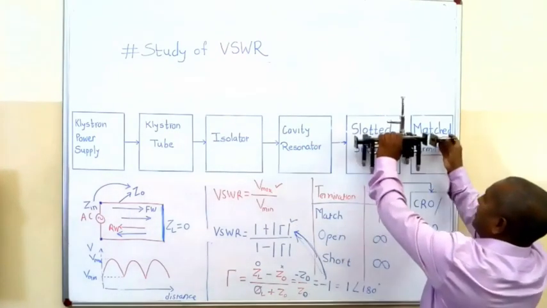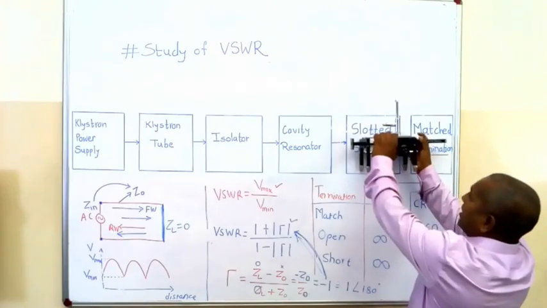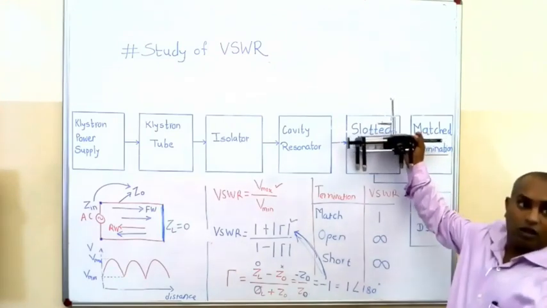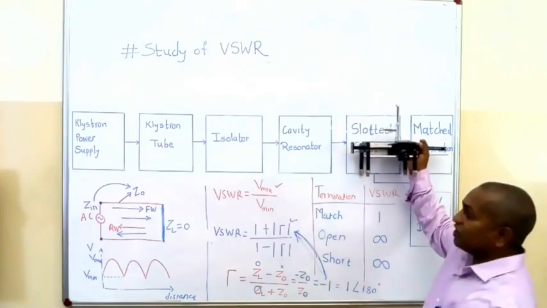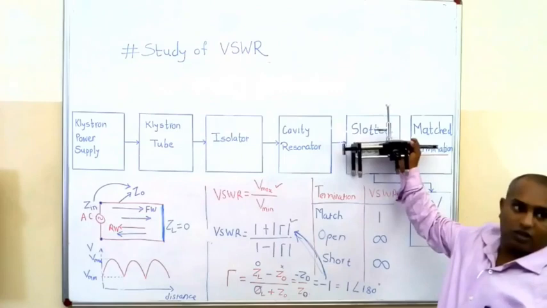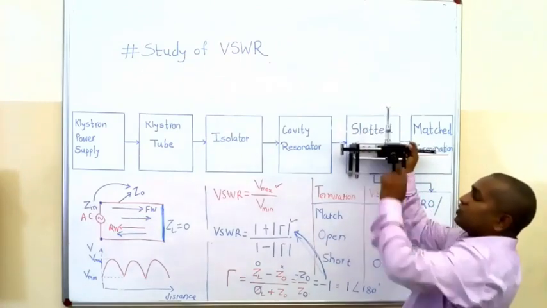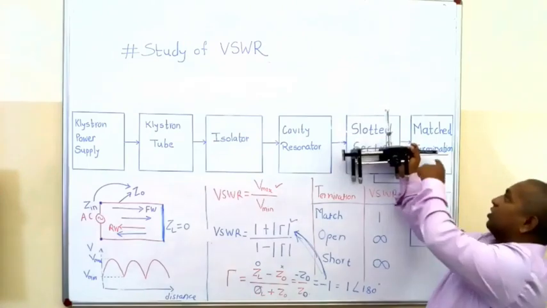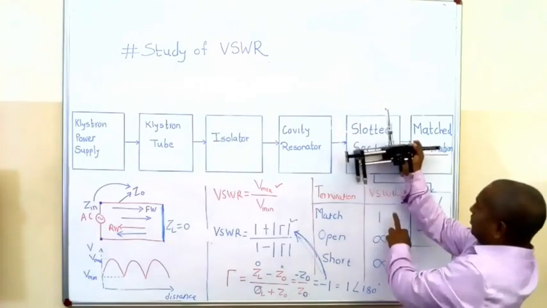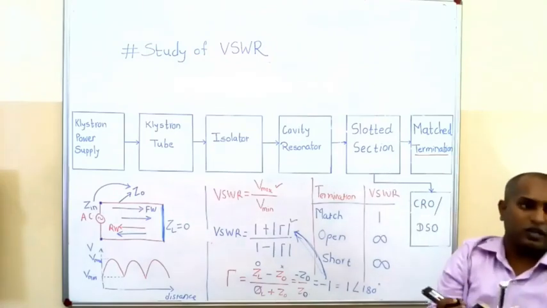So our case is like this. This is a match termination. Now the question comes to mind, how to measure the magnitude? Which magnitude? Vmax and Vmin magnitude. So what we will do, we will connect this probe to the CRO. This is the detector, means this portion, and here we will connect to the CRO or DSO.